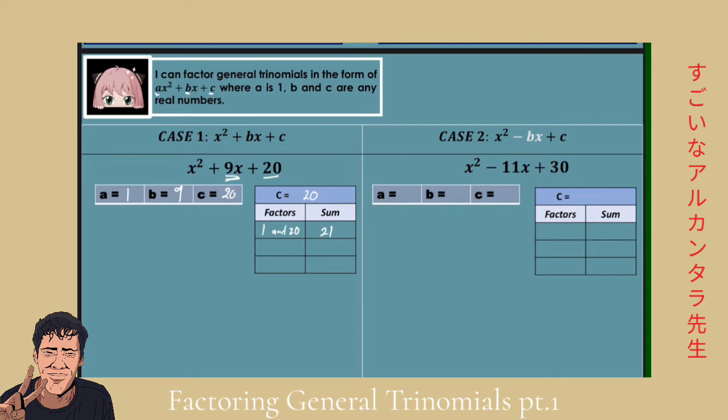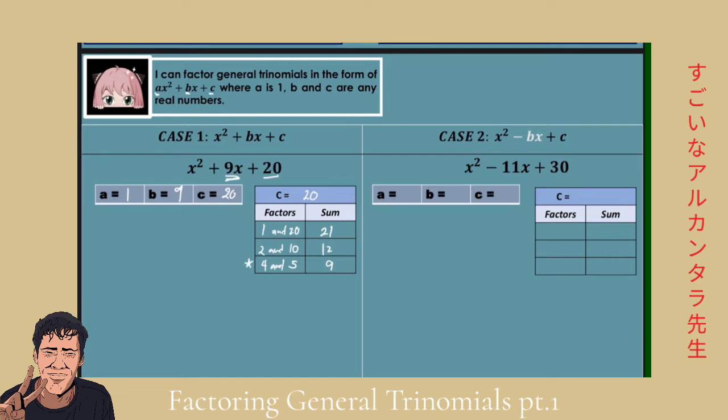Next, is 20 divisible by 2? Yes, so 2 and what? 10. So 2 and 10, that is 20 still if you multiply, but if you add, it's 12. So that's not the answer. Is 20 divisible by 3? No. So we don't have any factor for 3 or a pair for 3 to get 20, but we do have for 4. And it's 5. 4 times 5 is 20. And if you add these two numbers, it's equal to your letter B, and that is 9. So these are the numbers that we're going to use.